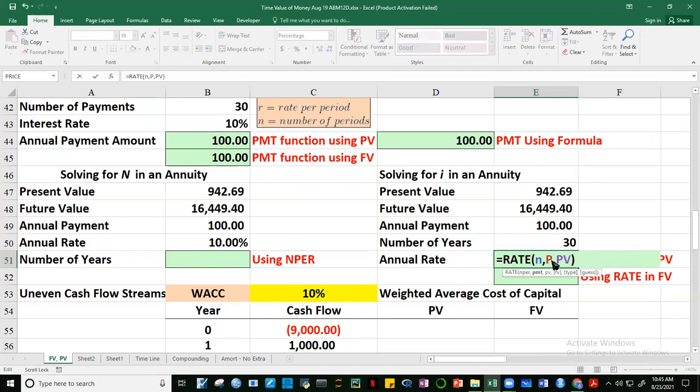Kasi sabi ko nga, di ba, very sensitive si Excel sa transaction, sa direction ng cash flow. Ito sinasabi natin kasi, anong rate ang makukuha natin kung meron tayong annuity na 100 for 30 years, meron pa tayong present value na positive na 942. There's no such transaction, guys. Hindi pwedeng parehong positive. May isa dyan dapat negative. Okay, so let me revert here. Negative to. Enter. So 10%.